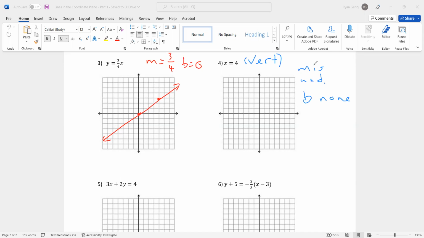Well, it says x equals 4. So I'm going to go over to x equals 4 and put a dot. A little bit weird here because it's not a y-intercept, because there is none, right? And I'm just going to go a vertical line through x equals 4. Okay.